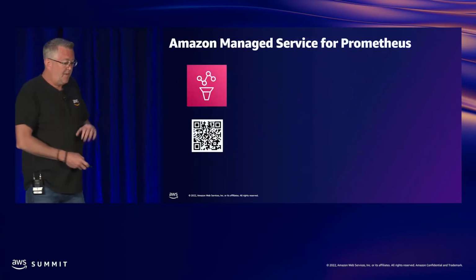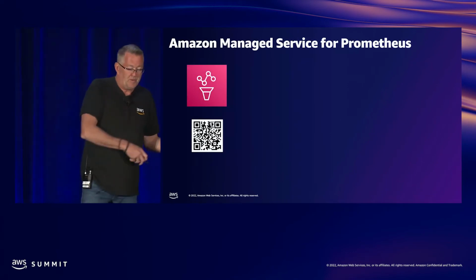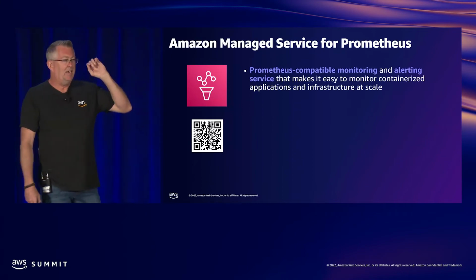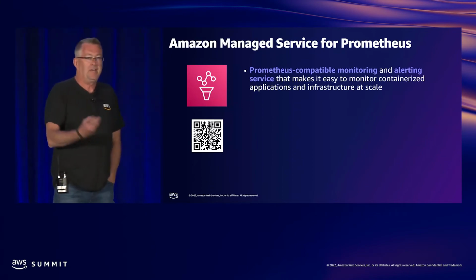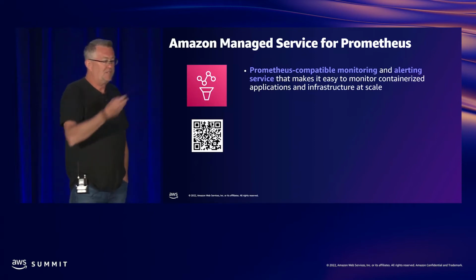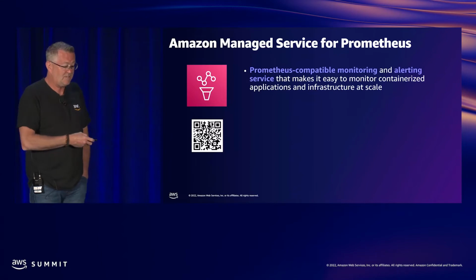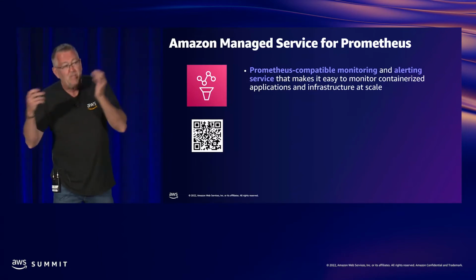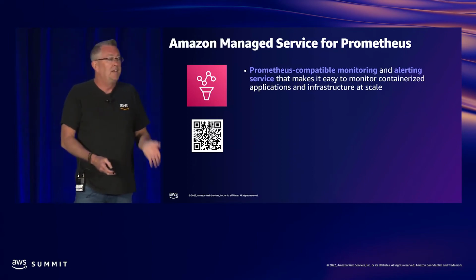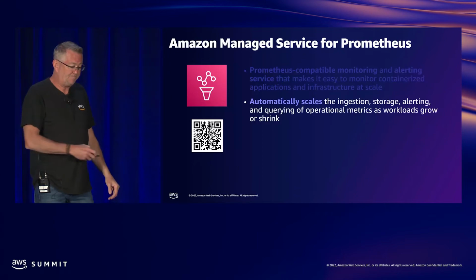All right, so the next one is the Amazon Managed Service for Prometheus. Again, we've already covered what Prometheus is, but it is a Prometheus-compatible monitoring and alerting service. All the APIs that you're going to use with Prometheus are presented with the service, and it makes it easy for you to monitor your containerized environments and the infrastructure at scale. It can take millions upon billions of events, depending on how you configure it, and it enables you to get those metrics as you need them for your observability.